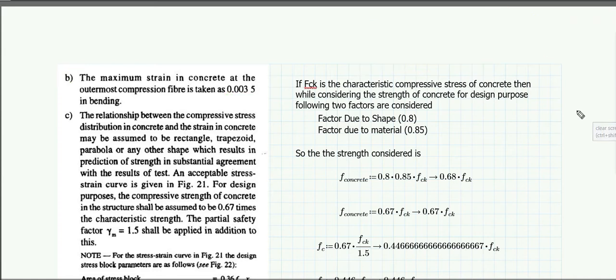Then the next clause is: the relationship between the compressive stress distribution in concrete and the strain in concrete may be assumed to be rectangular, trapezoid, parabola or any other shape which results in prediction of strength in substantial agreement with the results of test. An acceptable stress strain curve is given in figure 21. For design purpose, the compressive strength of concrete in the structure shall be assumed to be 0.67 times the characteristic strength. The partial safety factor gamma m equal to 1.5 shall be applied in addition to this.